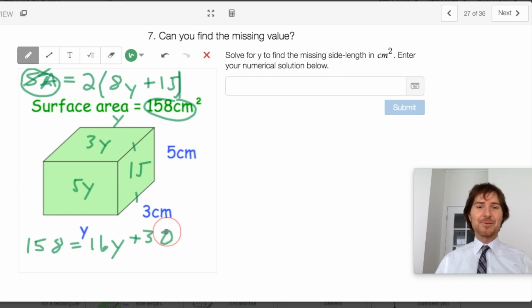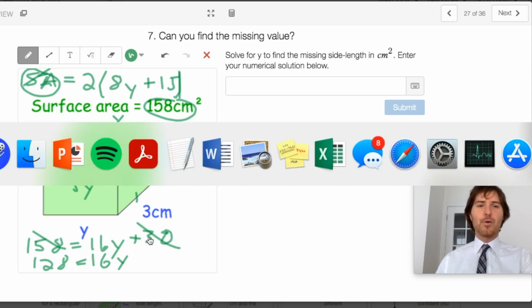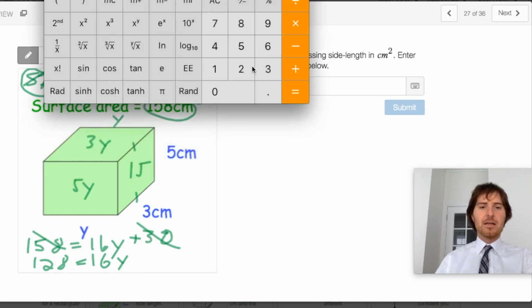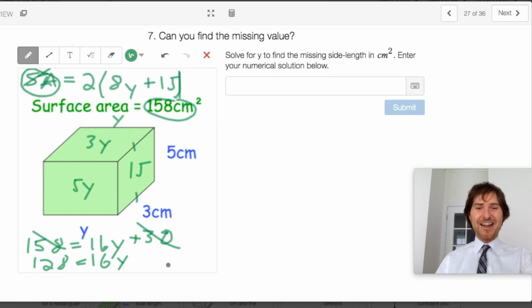And now I subtract 30 from 158 to get rid of that 30. Okay, and I got 128 equals 16y. And hey, there's no reason to do that in your head, right? Save your brain space. Save brain power. Divide by 16 using your calculator. Divide it on up. 8. There we go. Nice convenient number. Y equals 8.